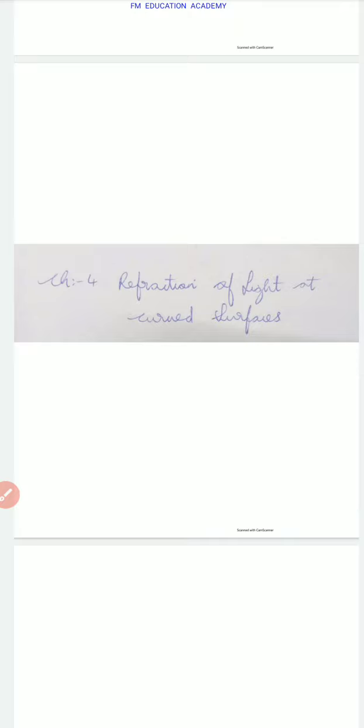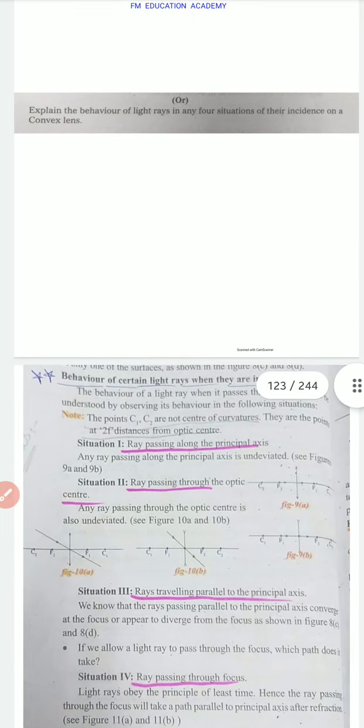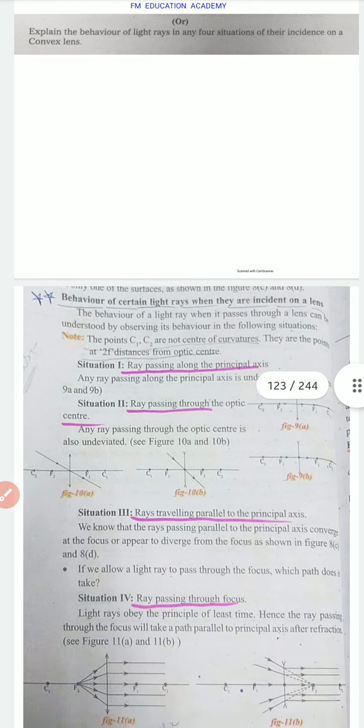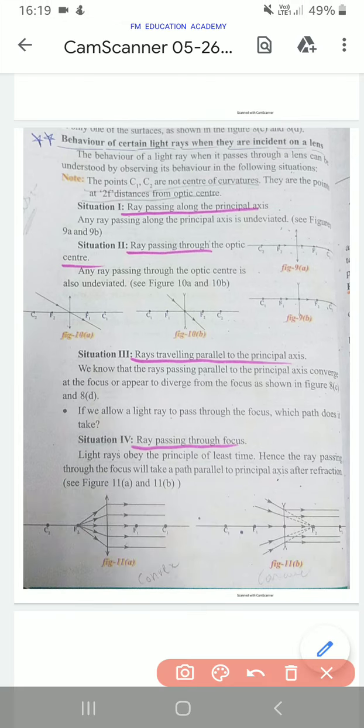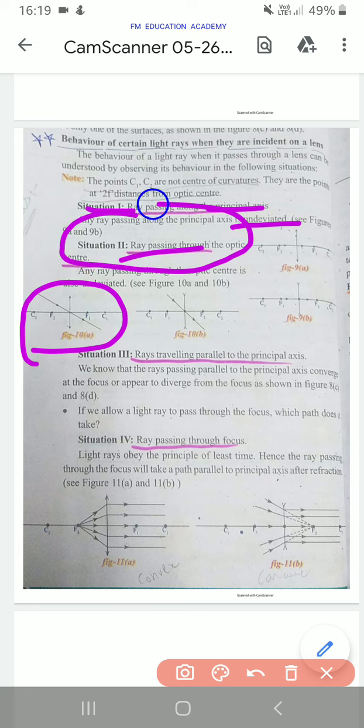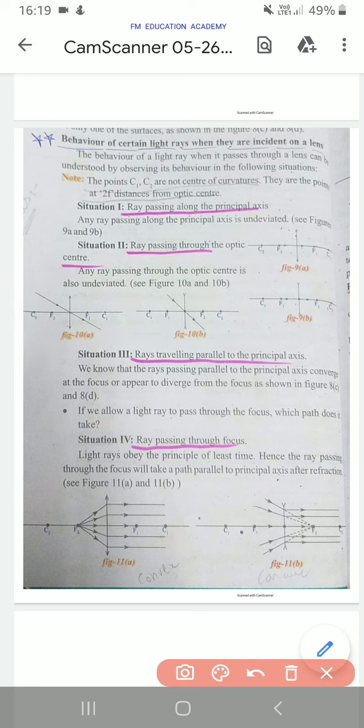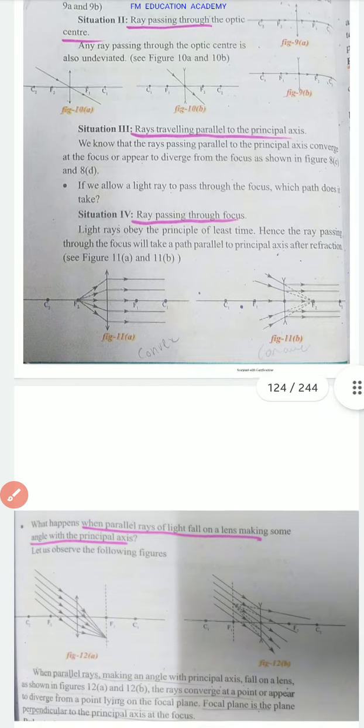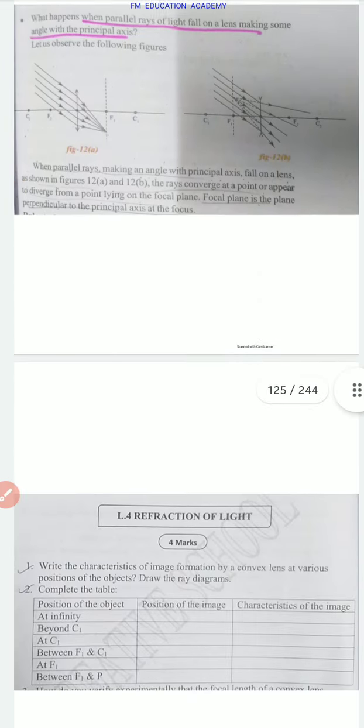Next, chapter 4, refraction of light at curved surfaces. Explain the behavior of light rays in any 4 situations of their incidence on a convex lens. These are the 4 situations which we have. Situation 1, when rays pass along the principal axis, they remain undeviated. You have to draw this figure. Situation 2, when rays pass through the optic center, this is called the optic center. It will pass straight through. So go through it. 5 cases are there.